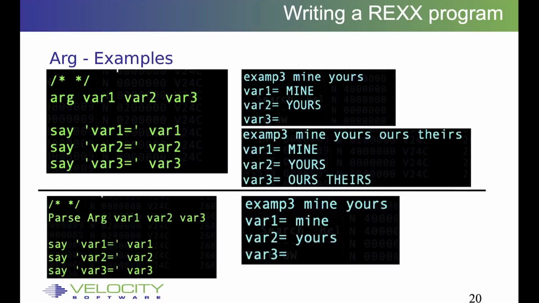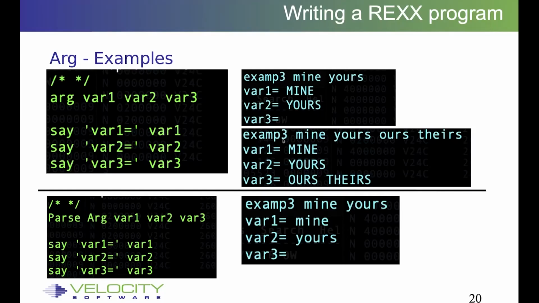And here are some examples. In this first example on the upper left, we have an exec that is going to accept 3 arguments, and I'm just going to display those arguments on the console. So here I'm running the exec, it's called examp3, and I'm passing 2 values, mine and yours. Variable 1 displays MINE in uppercase because arg translates the results to uppercase. Variable 2 contains YOURS, and variable 3 contains nothing since the third argument was not passed.